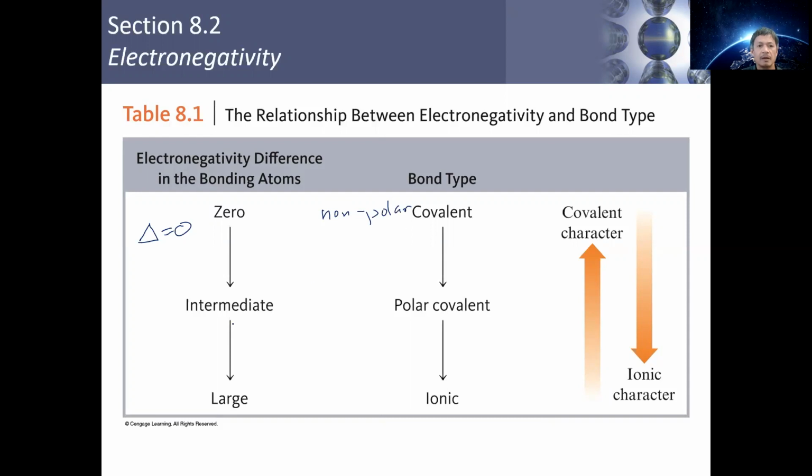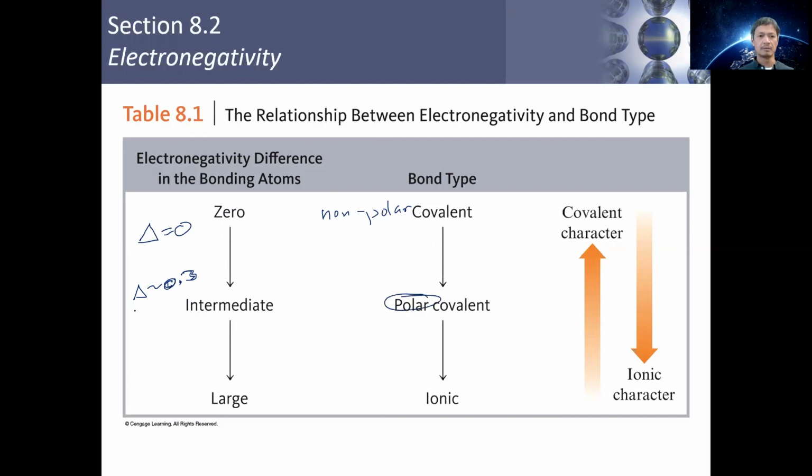covalent bond. If that difference is, and this is a number that's roughly about 0.3, this is the number that we've chosen to mark the difference between a nonpolar bond and a polar covalent bond. So if the difference between the two atoms is 0.3 or greater, then we can say that the bond is going to be polar in nature.